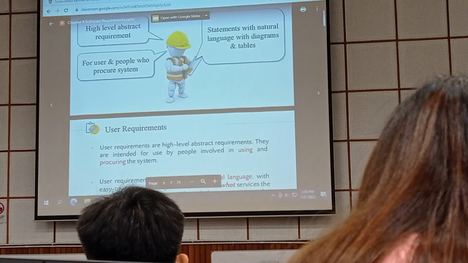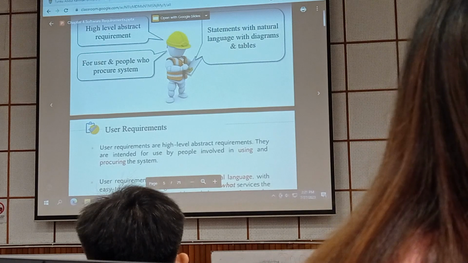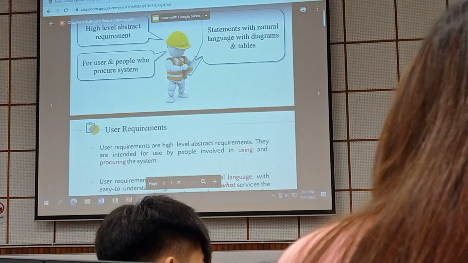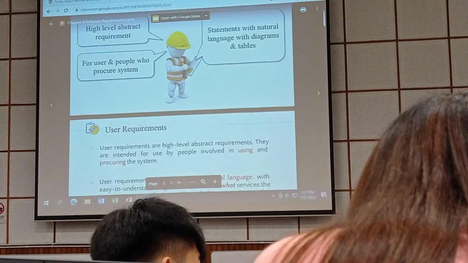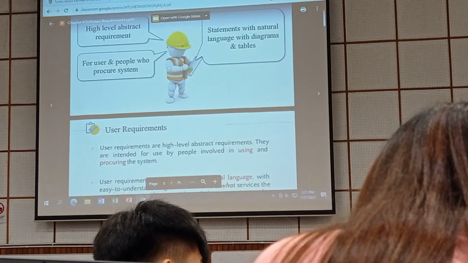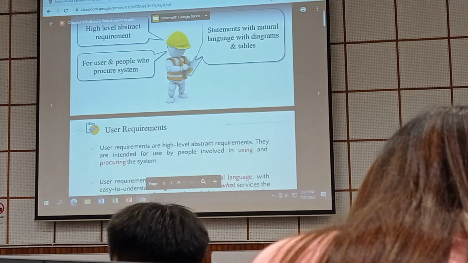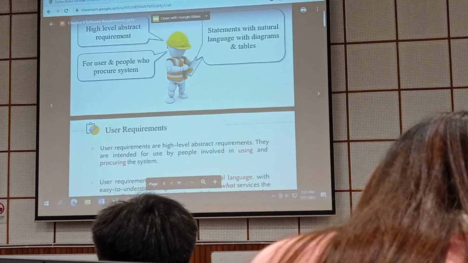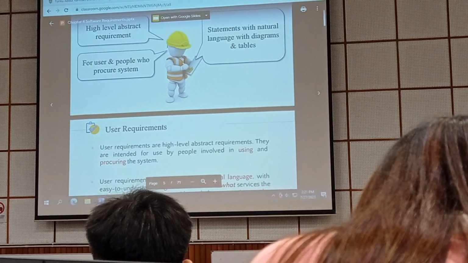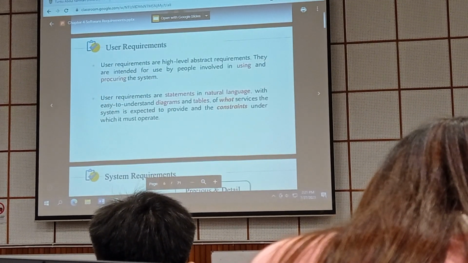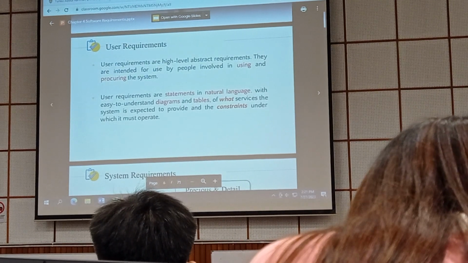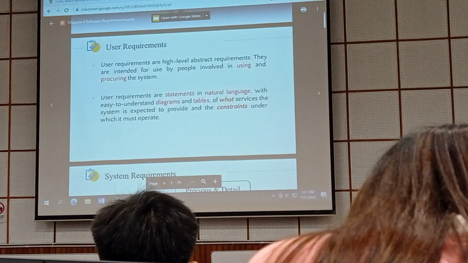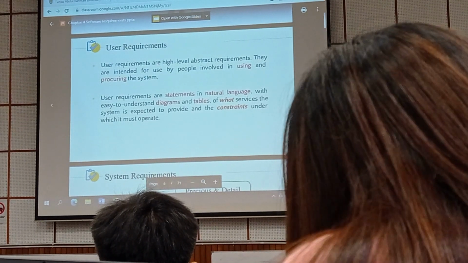Sometimes, I don't know in Chinese, but in English also, one word can have different meanings. Isn't it? So we have this kind of complication with natural language. Now come back. User requirement is a high level abstract requirement, because you need to come up with all the details from A to Z.